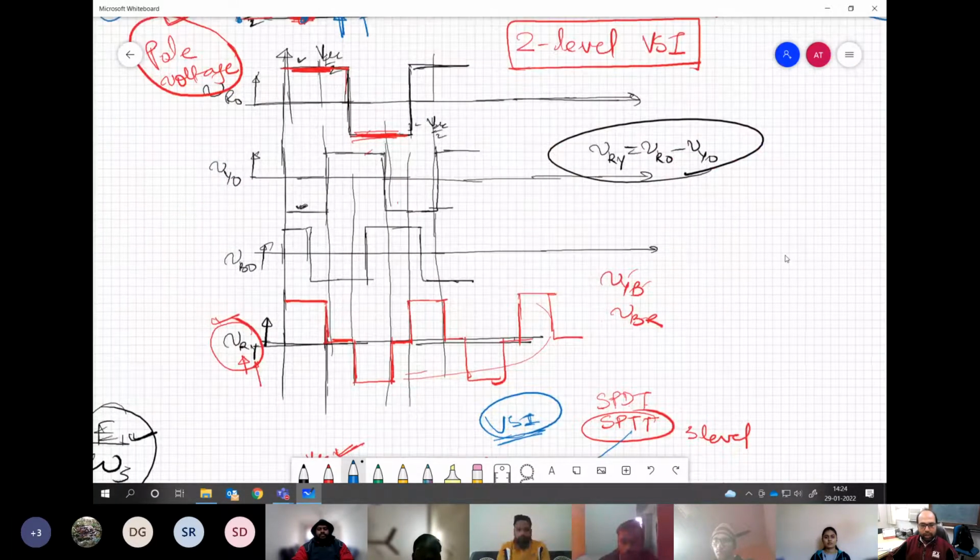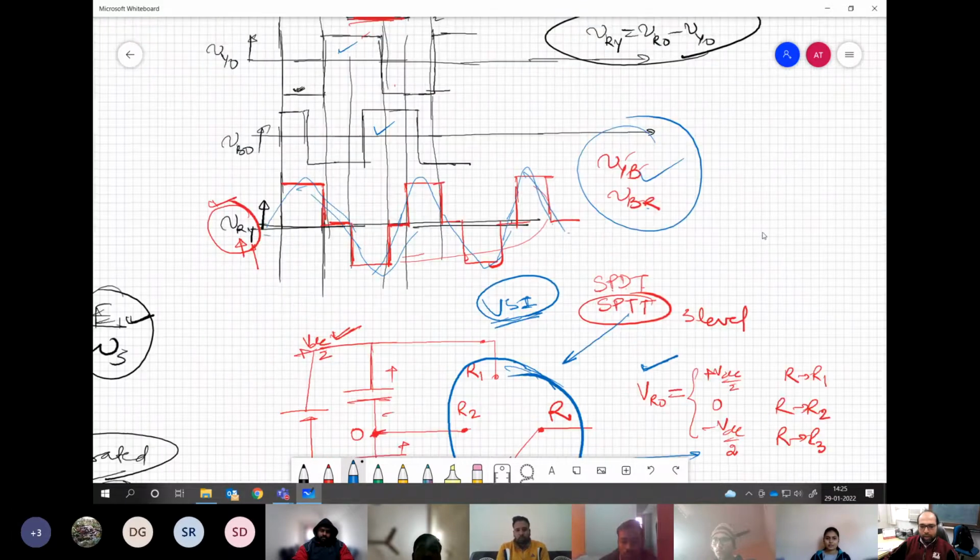What you will find is that if we are generating balanced output with respect to the point O, then the line to line voltage is automatically generated as a balanced supply. So VRY, VYB, VBR will also be of this AC nature, and these will be balanced in three-phase format, shifted by 120 degrees from each other. So this is what we have seen.